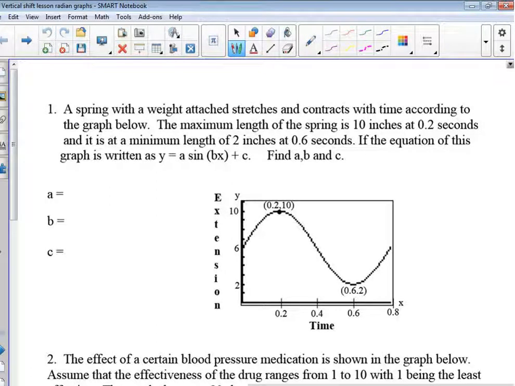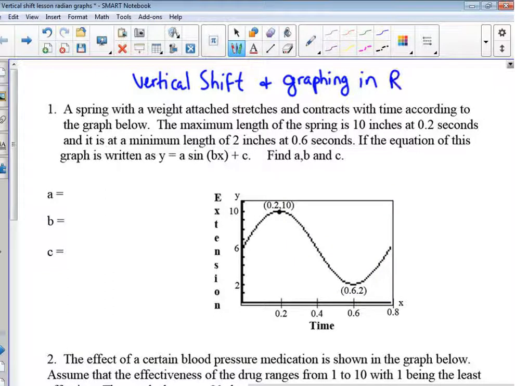Okay, today we are going to be looking at vertical shift. So we're going to be looking at moving up or down, and graphing in radians. Okay, so let's start with vertical shift.